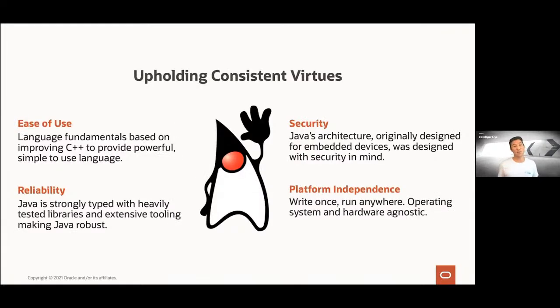The team does this by upholding consistent virtues. These virtues have been a true north for the Java team for the past quarter century and remain to this day. As Sharat mentioned, these are foundations of the presentations you'll hear today around security, ease of use, reliability, and platform independence.